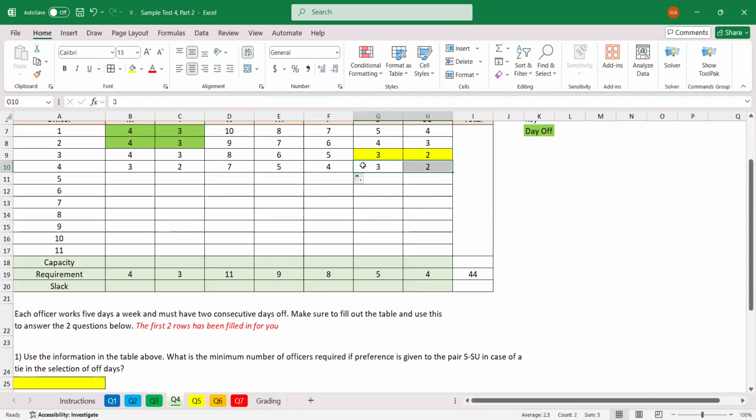All right, so 3-2, let's give this person the Saturday, Sunday off. You could have also possibly chosen Monday, Tuesday as well. Okay, so if that's the case, we still need 3 officers here and 2 officers here. Everything else drops down by 1.